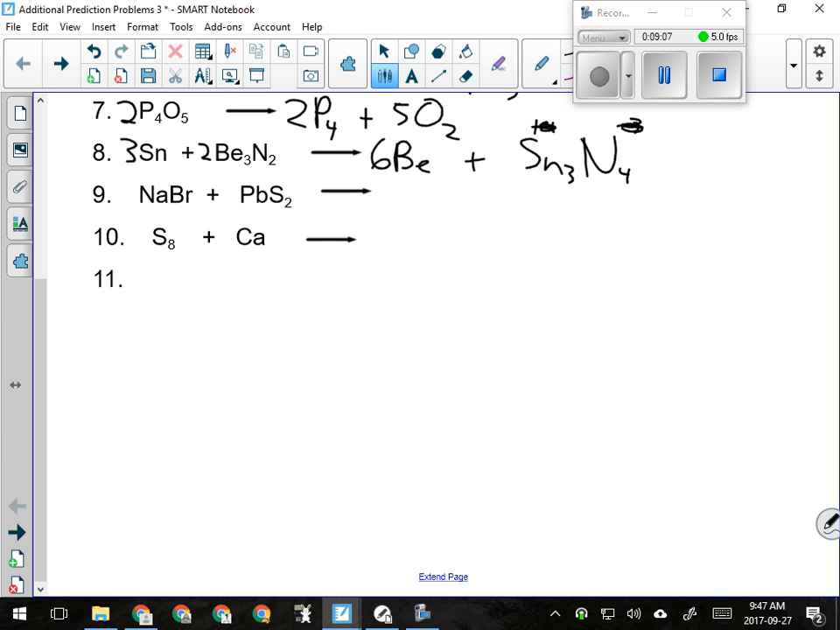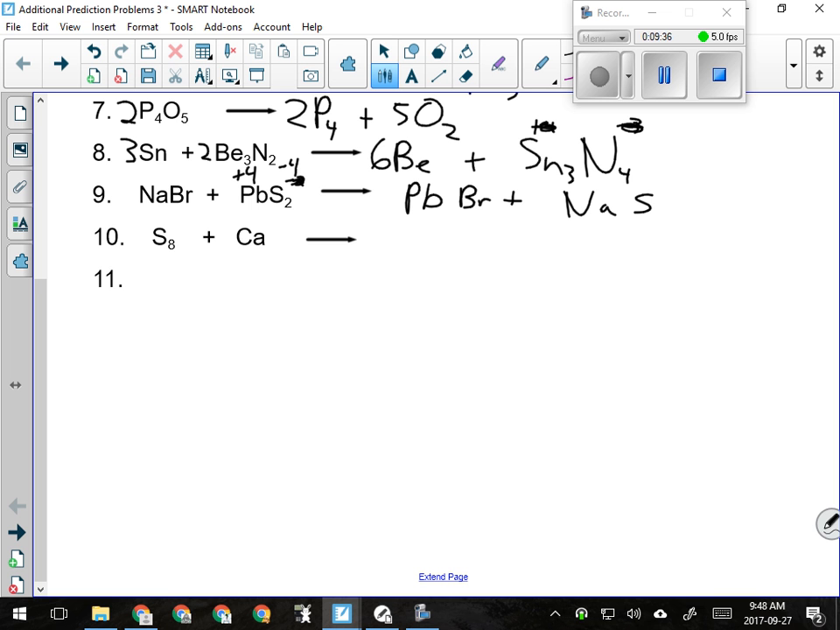I've got 2 ionic compounds, sodium bromide and lead(IV) sulfide. How do I know it's lead 4? Well, sulfur is a -2, and there are 2 of them. So that gives me a total of 4 negative charges. That means that this single lead has to have enough positive charges to balance it off. So on this side, lead will be with bromine, and sodium will end up with sulfide.